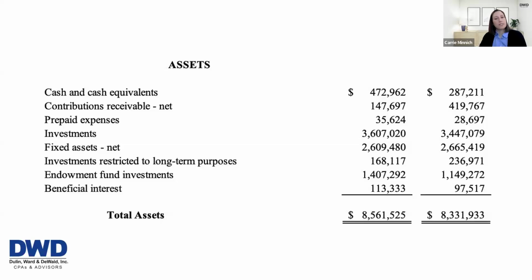If you don't have a capitalization policy in place, I would strongly encourage you to put one in place. That just says that items that have a useful life of more than 1 year and cost more than a certain dollar amount, it's very common to have $500 or $1,000, will be capitalized and depreciated over their useful life versus being expensed.